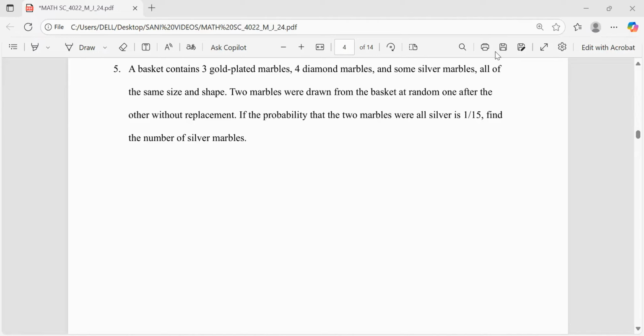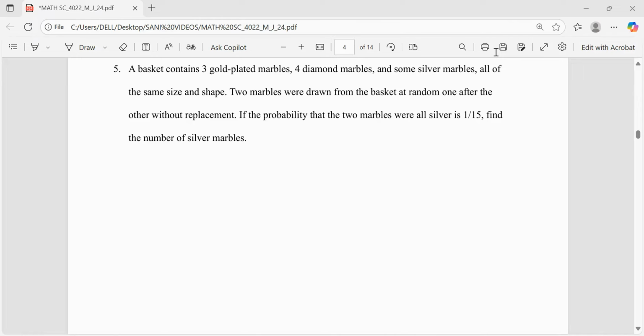Question number 5. A basket contains 3 gold-plated marbles, 4 diamond bamboo marbles, and some silver marbles, all of the same size and shape. 2 marbles were drawn from the basket at random, one after the other without replacement. If the probability that the 2 marbles were all silver is 1 over 15, find the number of silver marbles.